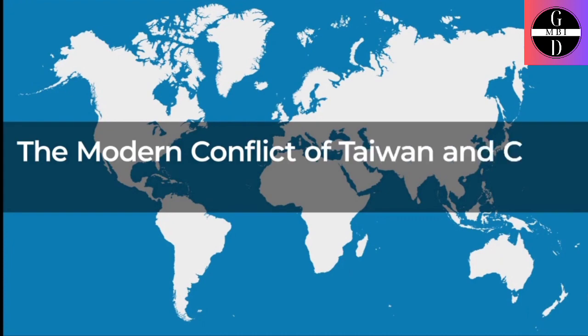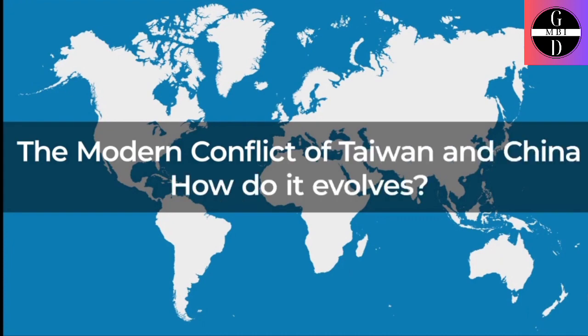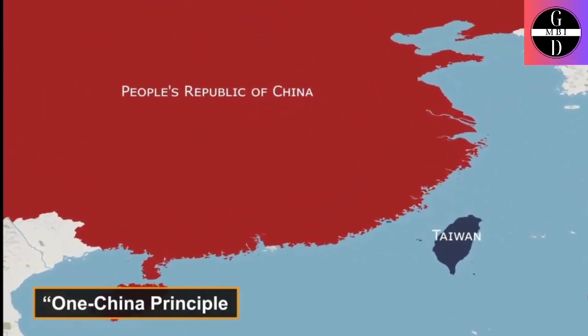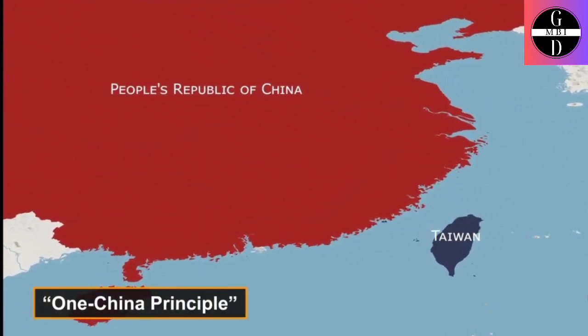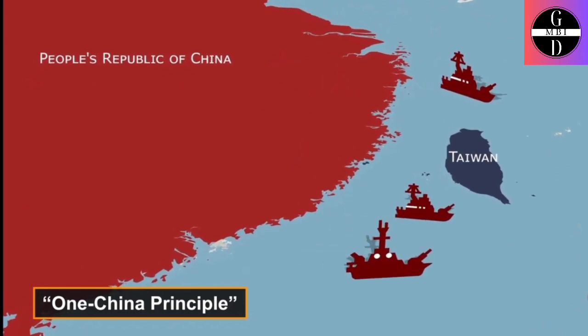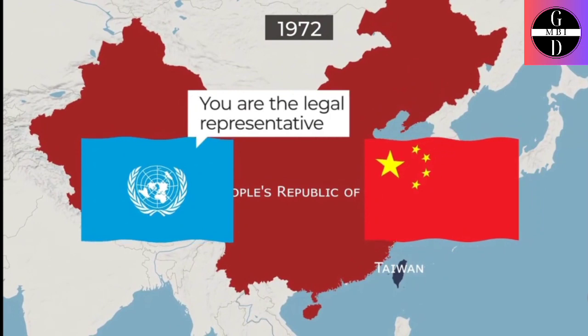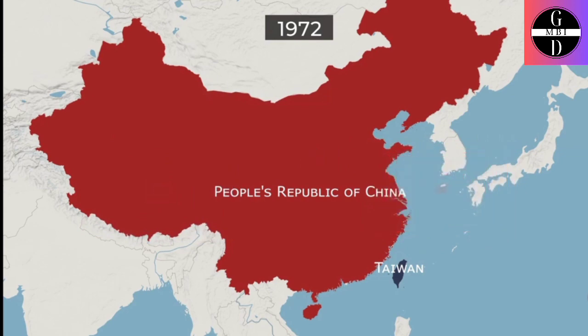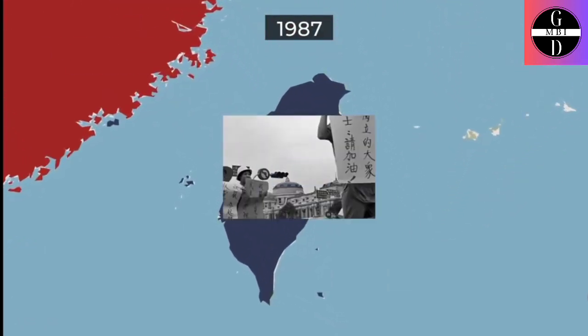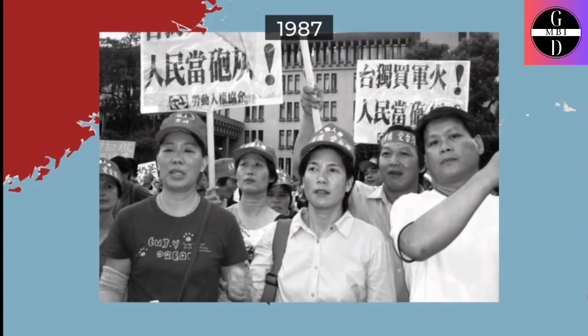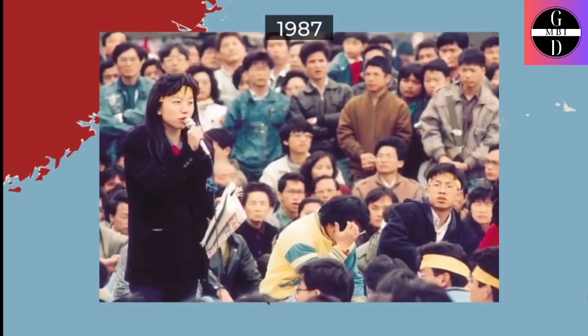The modern conflict of Taiwan and China. How did it evolve? For decades, the PRC in the mainland has maintained its One China principle and considers Taiwan a rightful part of China, seeking Chinese reunification by either diplomatic efforts or military efforts. In 1972, the PRC was recognized as the only legitimate representative of China to the United Nations, in place of the ROC. Meanwhile, in Taiwan, democratic and independent activism gained momentum, especially after the Kuomintang ended martial law on the island and released its hold on power.